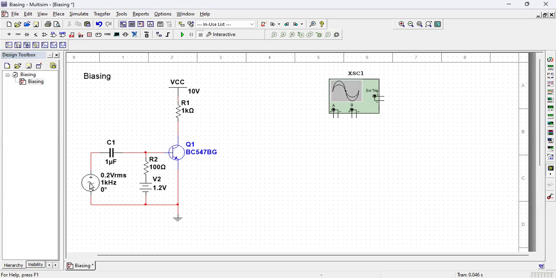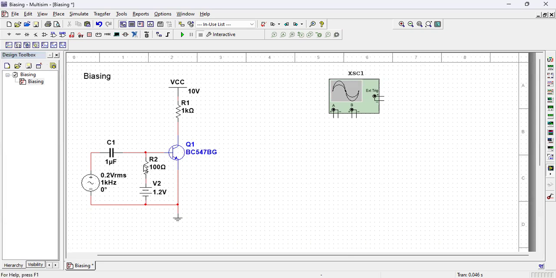Then what will happen? AC current will have two paths. One is the 100 ohm path, another is the base emitter junction. Now, base emitter junction resistance is of course much smaller than 100 ohm, so enough current will flow through this base emitter junction. Now, you may ask, can I make this 100 ohm larger?